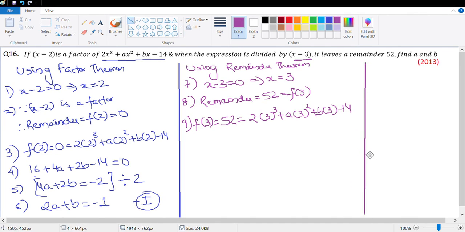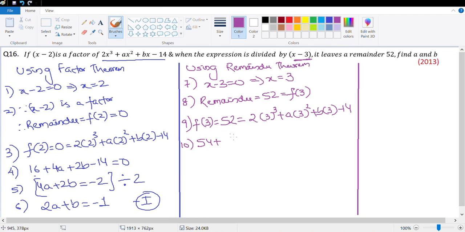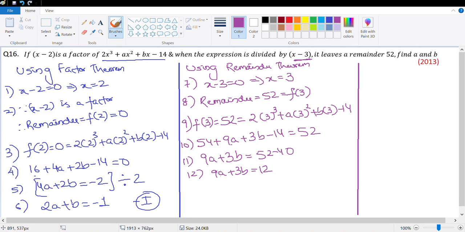Let's see what equation we get when we solve this. 3 cube, that's 27 into 2, 54, plus 3 square, that's 9a, plus 3b minus 14, and that is equal to 52. So this is 9a plus 3b, and 54 minus 14, that's 40. When I take 40 on the other side, this becomes 52 minus 40, which means 9a plus 3b is equal to 12. Yes, that's correct. 9a plus 3b is equal to 12. Dividing both sides by 3, since 3 is a common factor, we get 3a plus b is equal to 4.